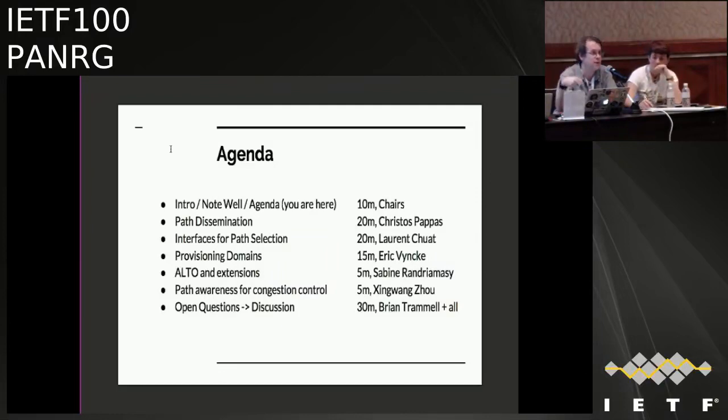As we pointed out the last time, one of the reasons that we're interested in this area in research is that there's a lot of work going on in and around the IETF that begins to give us the ability to see a future where we have endpoints that are aware of their paths. And one of those bits of technology is provisioning domains. So Eric Finke will be talking about that. And then we have Sabine Randriamasi talking about ALTO. Xingwang Zhao, I'm messing up all of these names, I apologize, talking about a particular application of path awareness, specifically to congestion control.